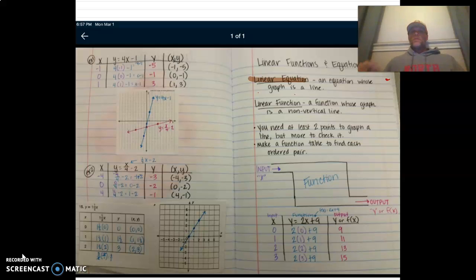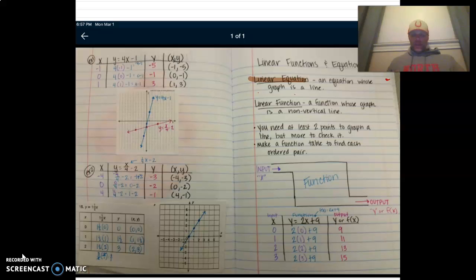It's just an equation, right? It's got an equal sign, and it's a line on the graph. A linear function is a function whose graph is a non-vertical line, meaning it cannot be up and down. You need to have at least 2 points to graph a line, but more to check it. You're going to make a function table to find each ordered pair.